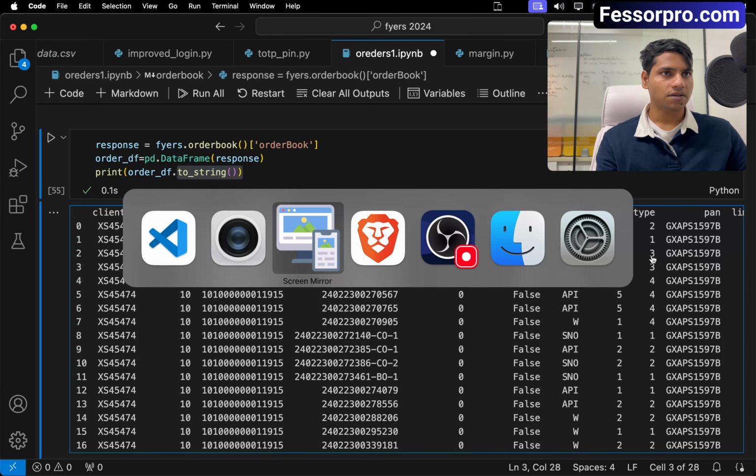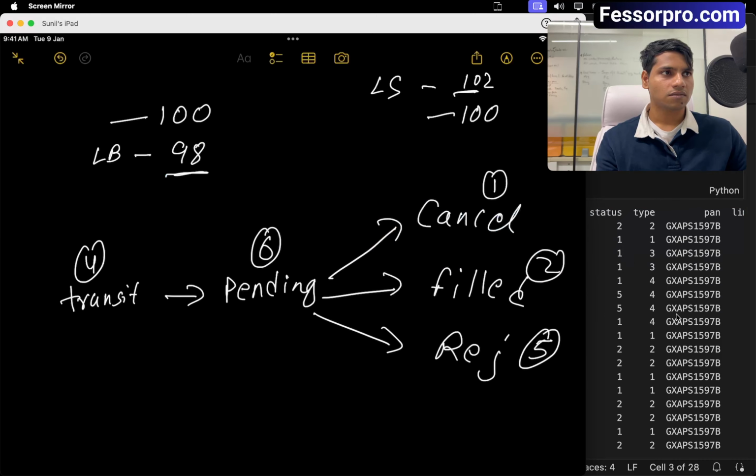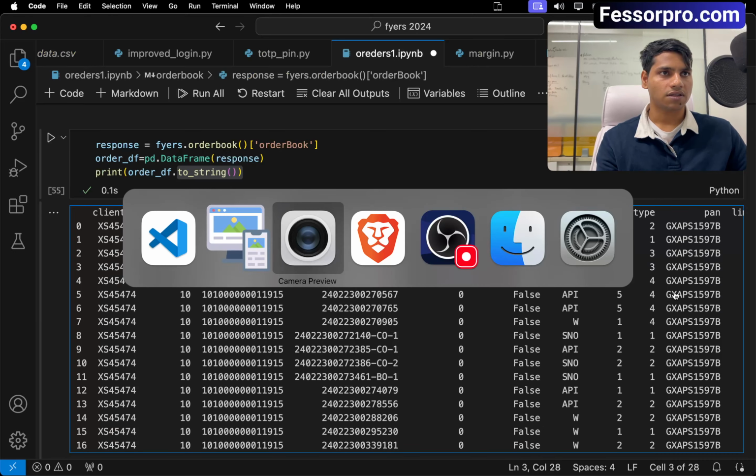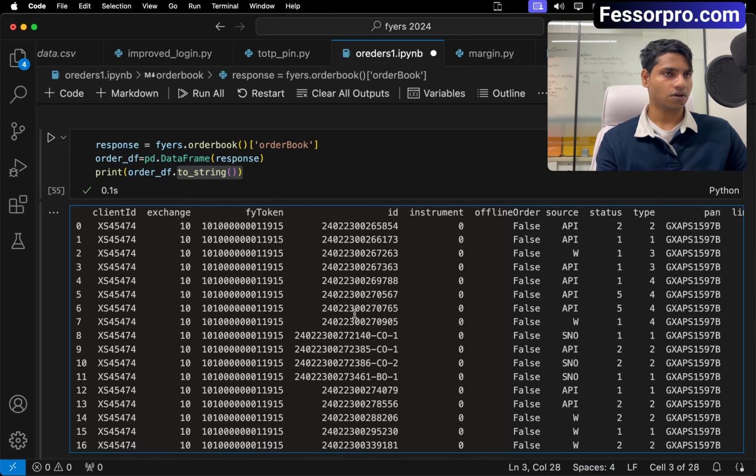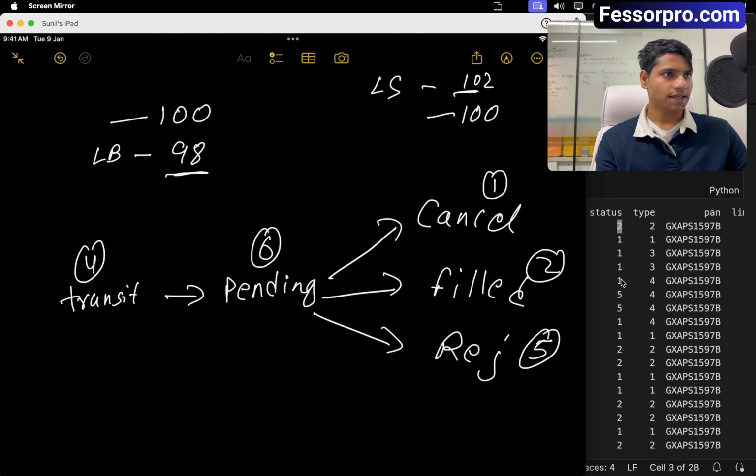3, what does 3 mean? I don't know what 3 means. Let's take a look. 3 represents not used currently. Then there is 4. No, not okay, I was looking at type, my bad. I was looking at status. So 2 means filled.